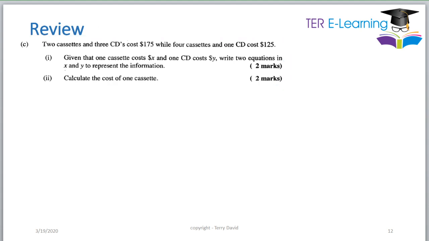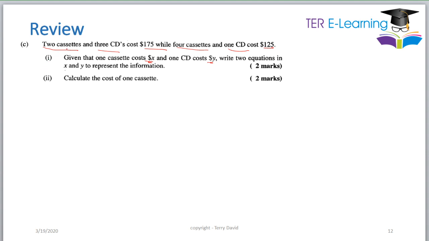All right, so last part of the question, they said two cassettes and 3 CDs cost $175, and 4 cassettes and 1 CD cost $125. Given that one cassette is X dollars and 1 CD is Y, write 2 equations in X and Y to represent the information. All right, so basically what we're trying to do here is translate between words and a mathematical expression.